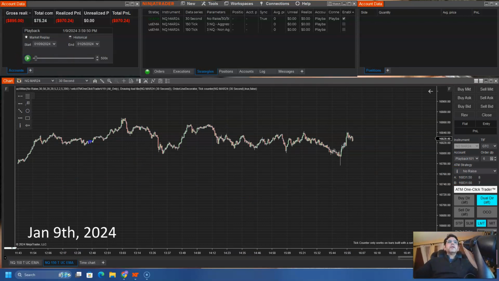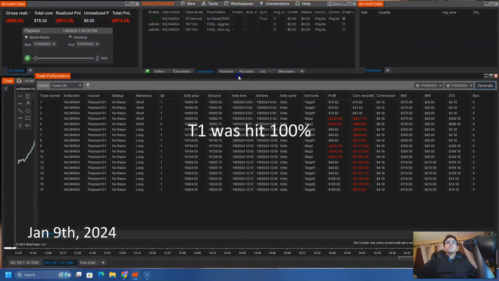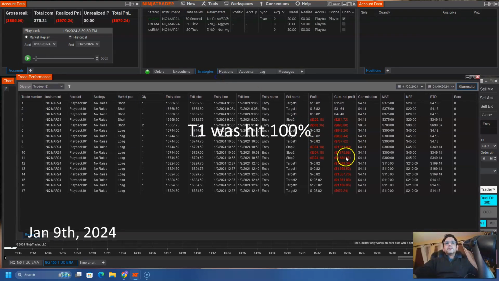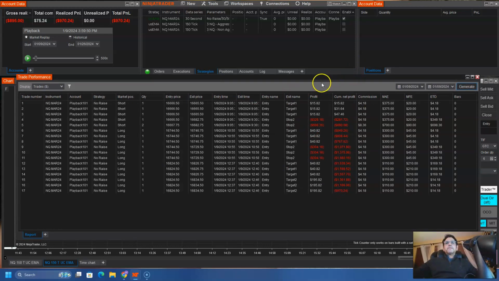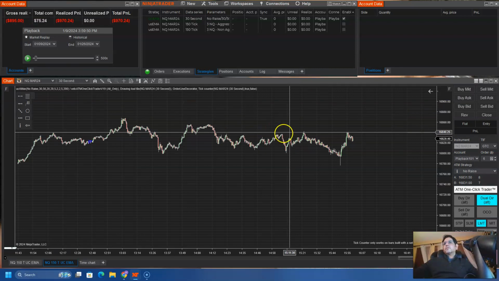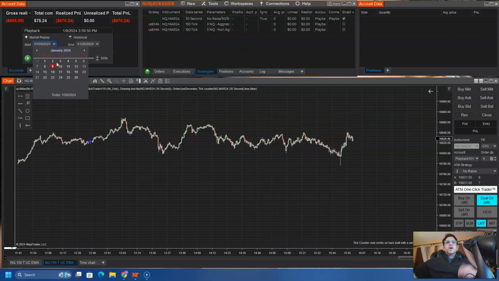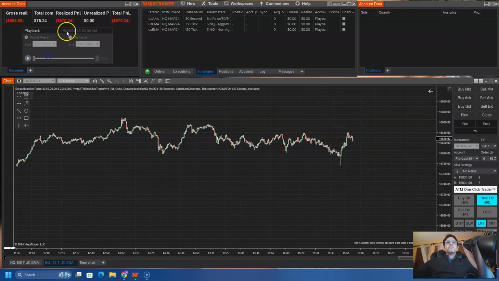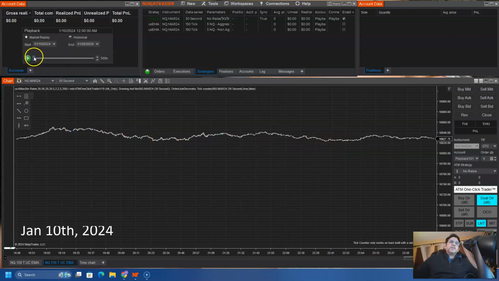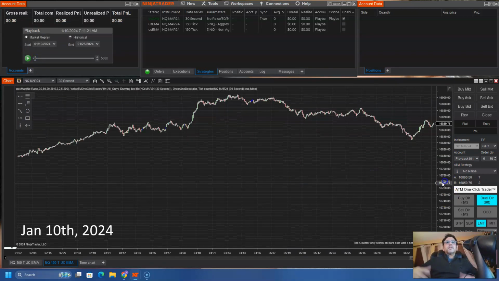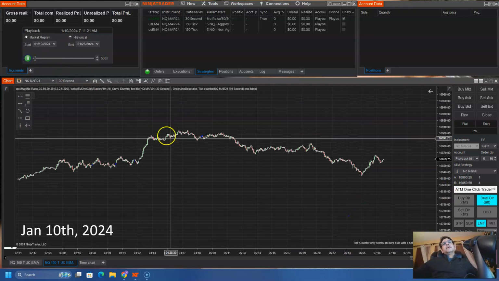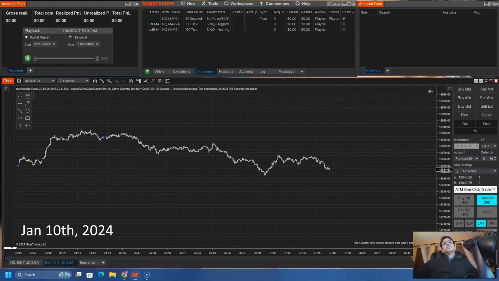Okay, so the January 9th session is over now as well. So again, yes, it was a negative day, but you can see that T1 was hit 100% of the time. I just wanted to see what happens if we keep T1 and T2. Of course, it all depends on how you want to run it. You can run it so that you don't have a T2, you just come out all the way on T1, that's fine, but I just wanted to run it like this and see how it turns out.